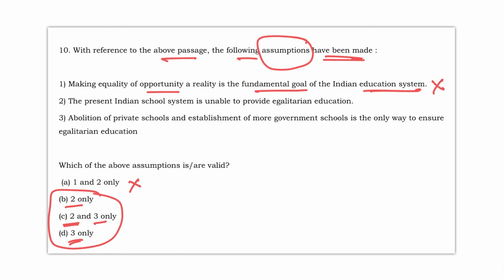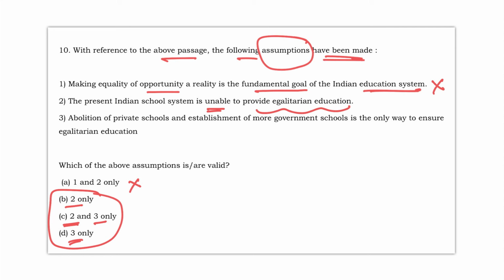Okay, the present Indian school system is unable to provide egalitarian education. So what do you mean by egalitarian? Egalitarian is a belief based upon the principle that all people are equal and all people deserve equal rights and opportunities here. So egalitarian character means that the principle of equality for all people is upheld here. Okay, so the present Indian school system is unable to provide an egalitarian education system here.